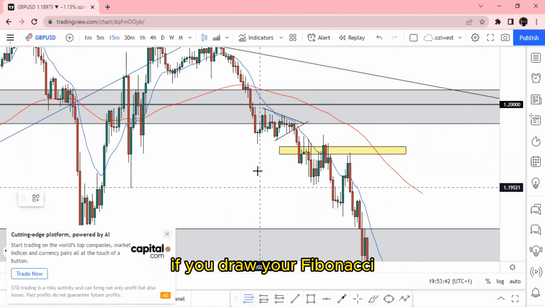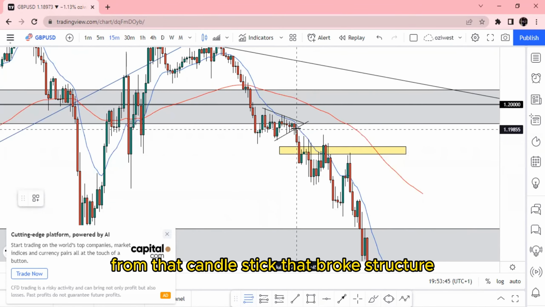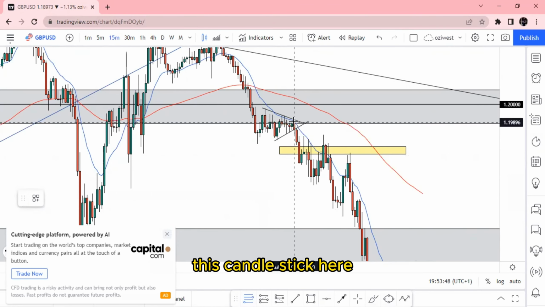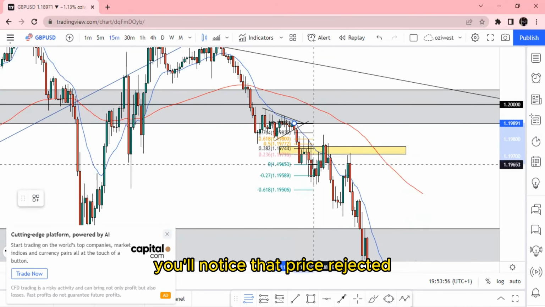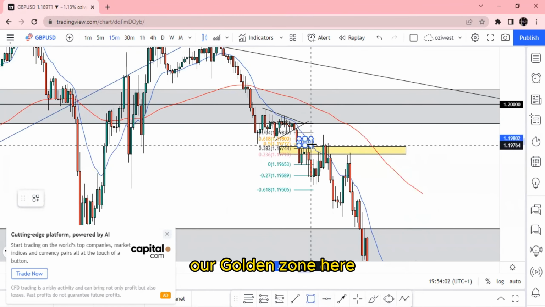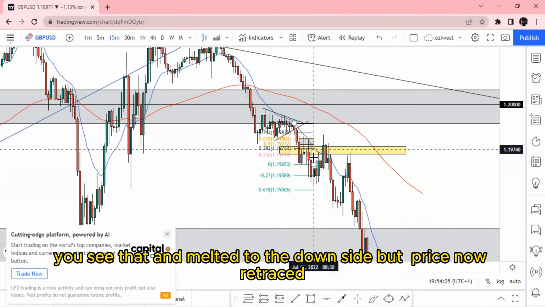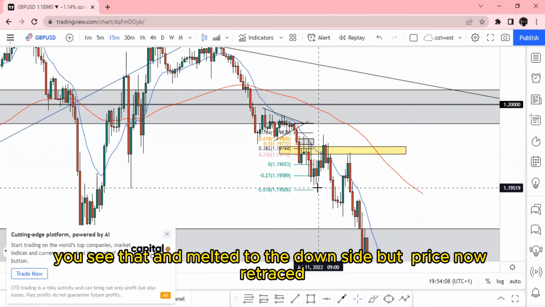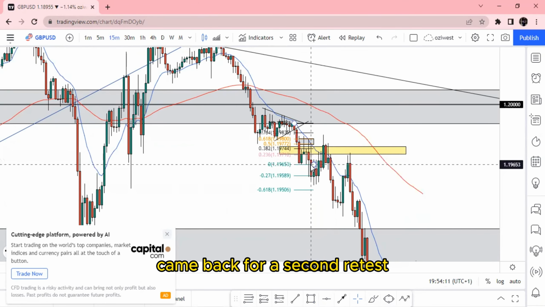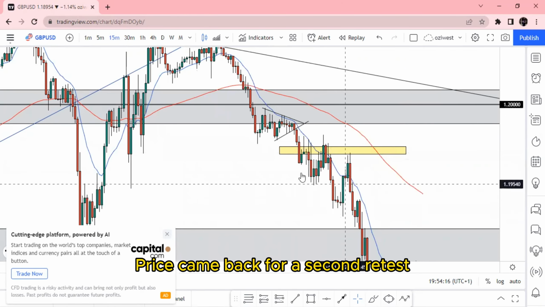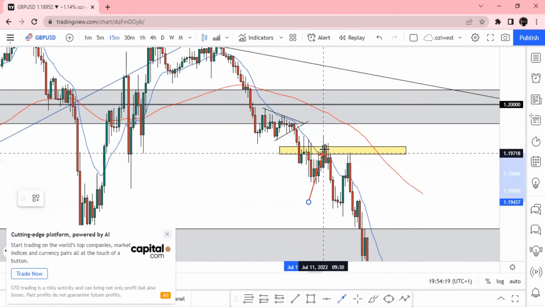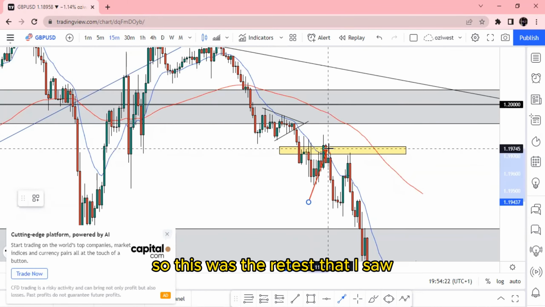On the retracement, if you draw your Fibonacci from that candlestick that broke structure, this candlestick here that started the break of structure, draw your Fib to where price started to retrace, which is this candle. You will notice that price rejected our golden zone here. You see that it melted to the downside, but price now retraced, came back for a second retest. So this was the retest that I saw.